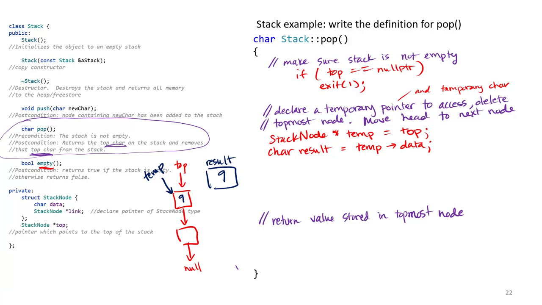Remember, my goal is to delete the topmost node on my stack. So the next thing I need to do is move my top pointer to the second node. So in this case, I'm going to move my top pointer. So notice now top is pointing at my second node. And when top is pointing at my second node, that means I can go back and delete the node where temp was pointing.